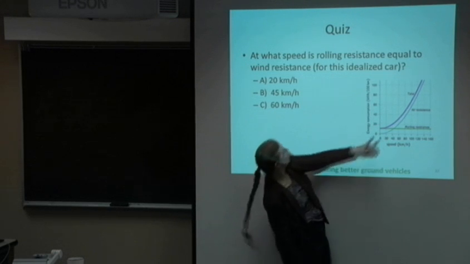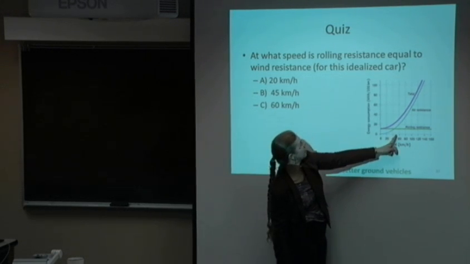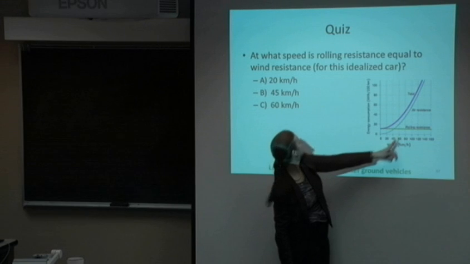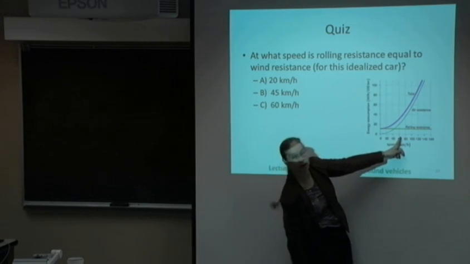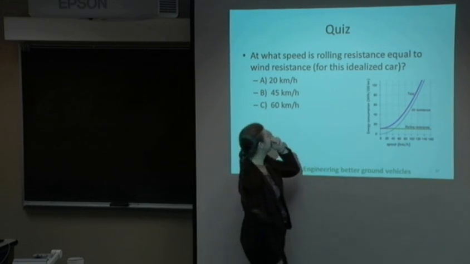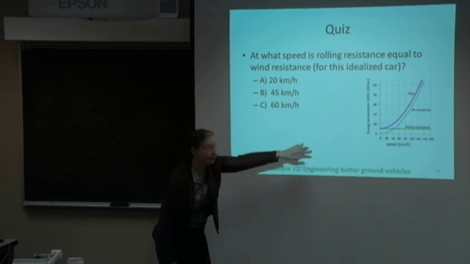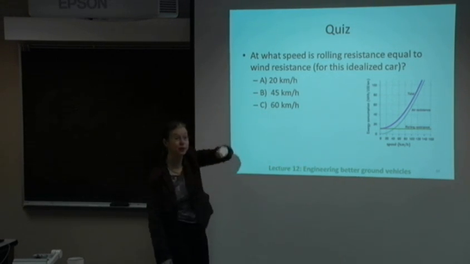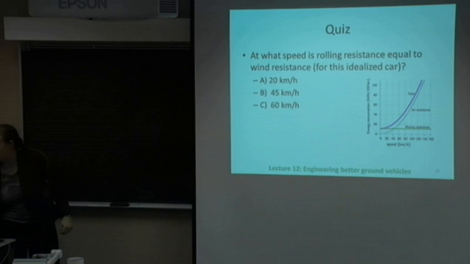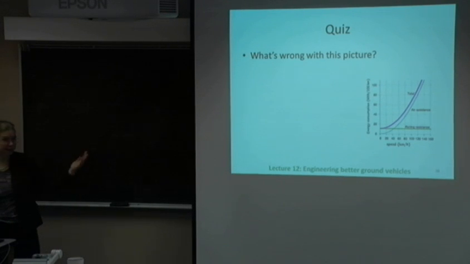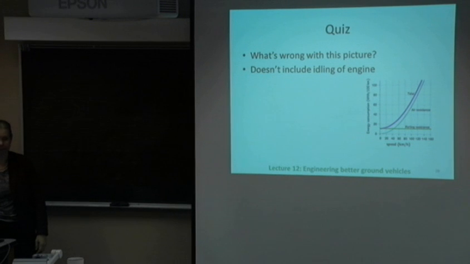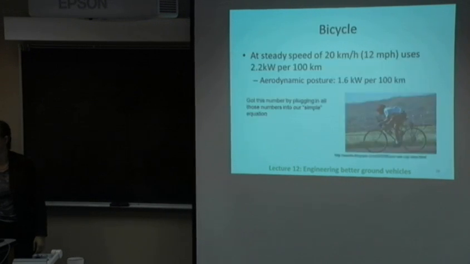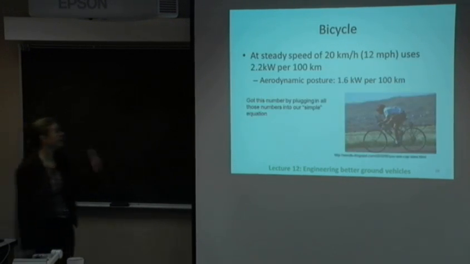How about at 45 kilometers per hour? Yeah. Yeah? How about 60 kilometers? Anyone buying that? No, you're no fools. Right. So according to the simple theory, 45 kilometers per hour. And you said 45 miles per hour. So what are we missing? And you said it. What about the idling and the engine and all that stuff? Exactly. All right.